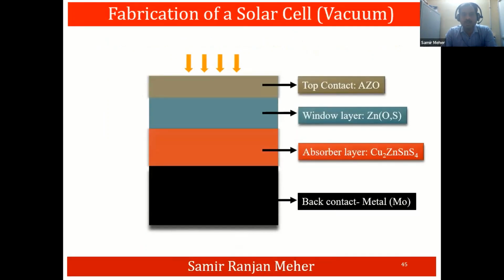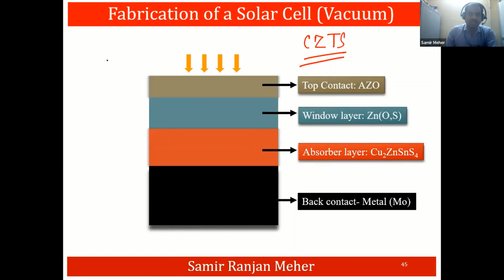So now quickly we'll discuss, using the vacuum-based techniques, how to fabricate or deposit the different layers of a solar cell. Here I have taken the example of the CZTS based solar cell. That means copper zinc tin sulfide is going to act as the absorber layer. The back contact is a moly-coated glass substrate. The window layer is zinc oxysulfide. The top contact is aluminum doped zinc oxide.